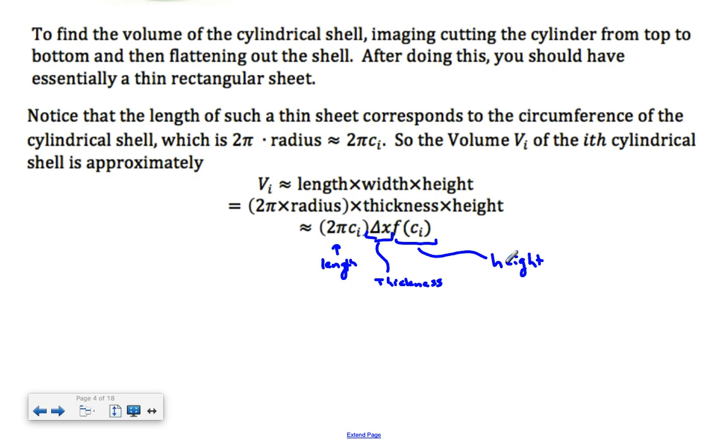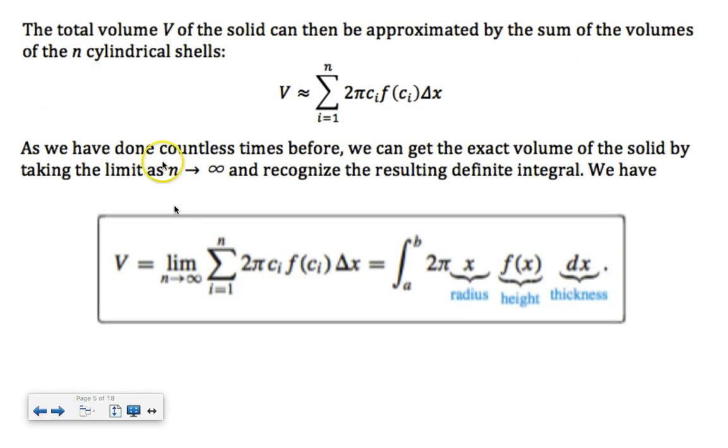Now, when we start stacking cylindrical shells in concentric circles around each other, what we end up doing is adding up all the volumes of all of these cylindrical shells. And so the volume of the solid can be approximated, and again, we're always starting with an approximation when we're doing these volumes and integrals, by taking the sum from i equals 1 to n of 2 pi c sub i, f of c sub i times delta x. And this is where this is the length, the height, and the width.